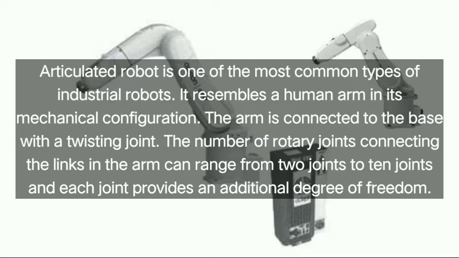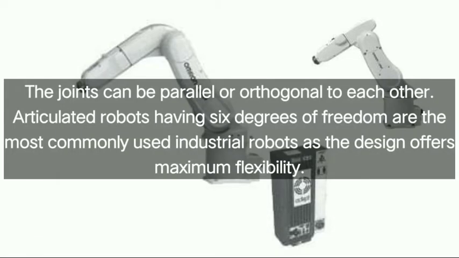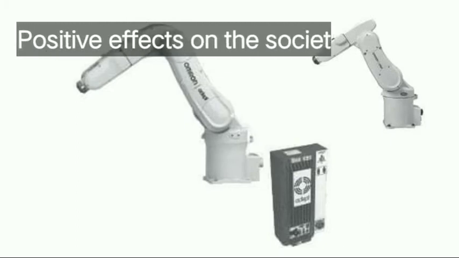The number of rotary joints connecting the links in the arm can range from 2 joints to 10 joints, and each joint provides an additional degree of freedom. The joints can be parallel or orthogonal to each other. Articulated robots having 6 degrees of freedom are the most commonly used in industrial robots, as the design offers maximum flexibility. Positive effects on society.